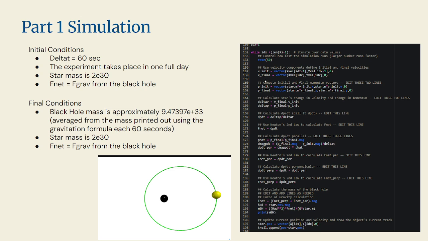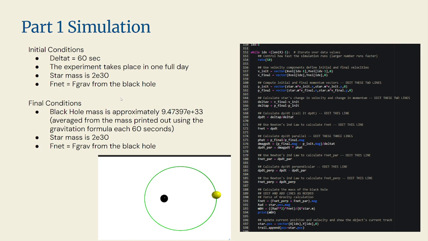So this is the part 1 simulation. Our initial conditions are that our delta t is 60 seconds, and the experiment takes place in 1 full day, which is 86,400 seconds. The star mass is 2e30, and our net force is just the gravity from the black hole. As you can see, this is the output of the simulation in this bottom picture, and this is the black hole and the sun in a somewhat elliptical orbit around the black hole. As you can see here, it's going to start speeding up around this part of the curve until it enters here, where it is at its slowest, and then goes back to here.